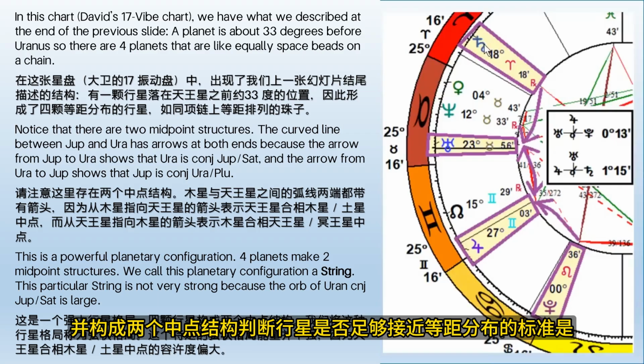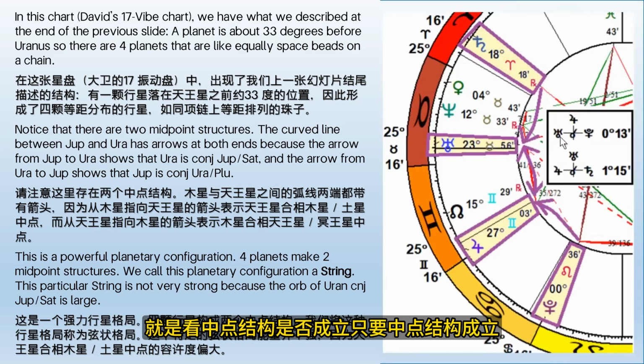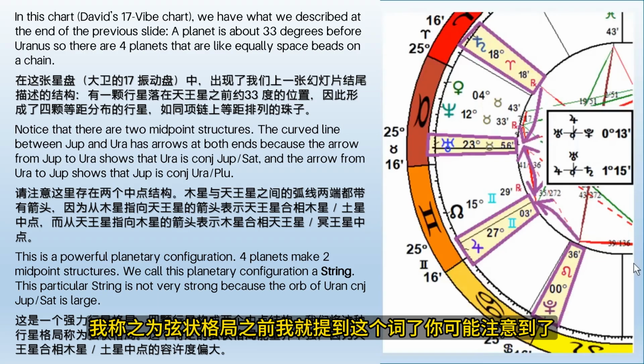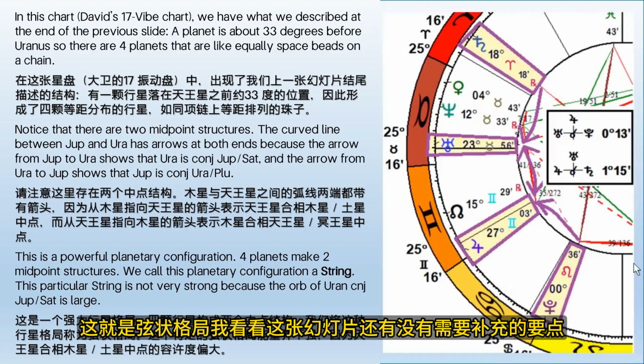What determines if the planets are close enough to being equally spread is if the midpoint structures are there. If these midpoint structures are there, then we consider it to be this configuration of 4 planets that are equally spread from each other, and we call it a string. I already used that term. You probably guessed already. This is a string.